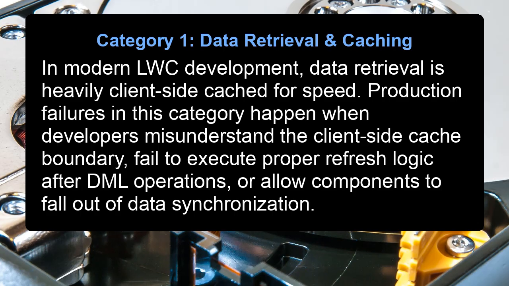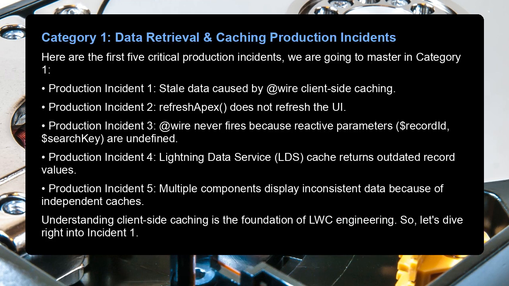In modern LWC development, data retrieval is heavily client-side cached for speed. Production failures in this category happen when developers misunderstand the client-side cache boundary, fail to execute proper refresh logic after DML operations, or allow components to fall out of data synchronization. Category 1, Data Retrieval and Caching Production Incidents.